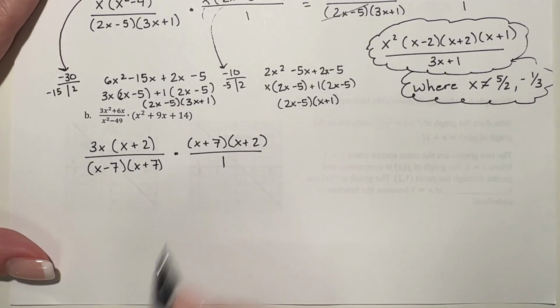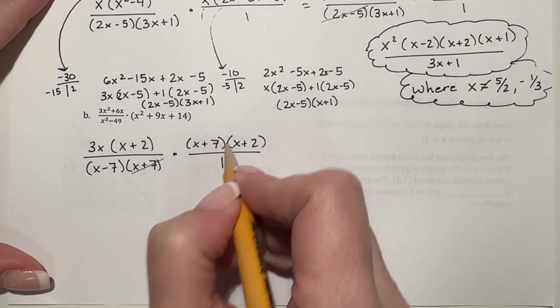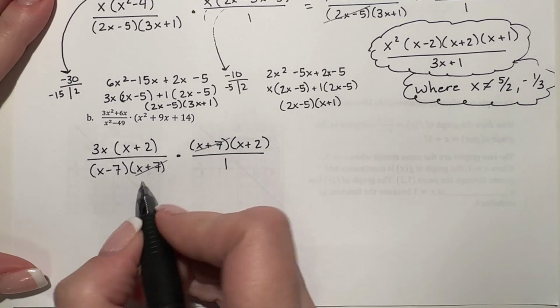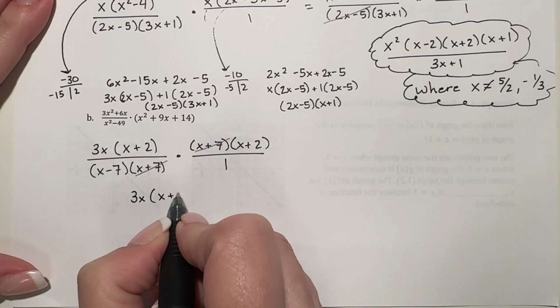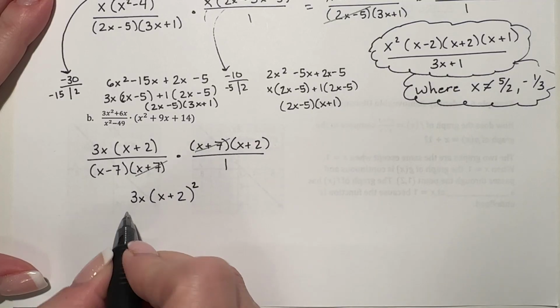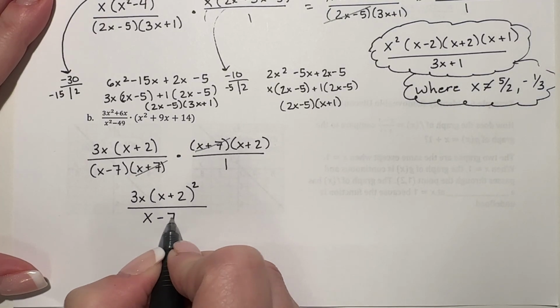And remember, that's over 1 if it doesn't have its own denominator. Reminder, you can cross things out diagonally or numerator to denominator, but you can't do numerator to numerator. So I can cross this out, and that is only it, the x plus 7. So I'm left with 3x times x plus 2. Now, if you want to write that twice, you can, but save yourself a little time with a square. And then x minus 7.